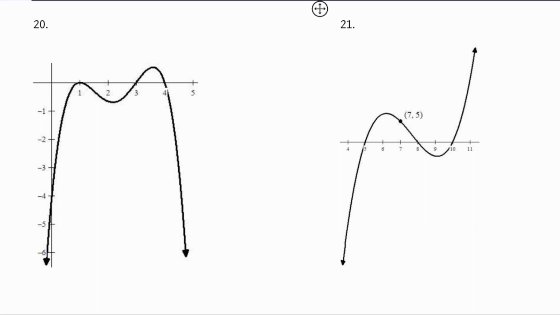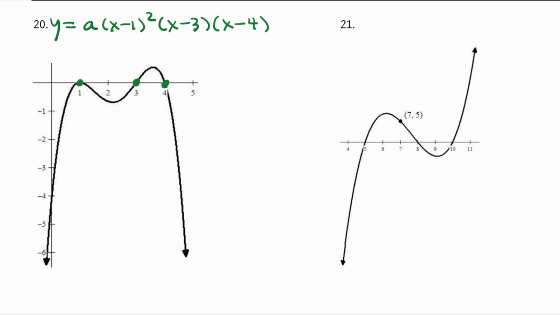All right, number 20, I'm seeing double root at x equals 1, so x minus 1 squared. Well, I guess I forgot the leading coefficient. Okay, some number times x minus 1 squared. The next root is x equals 3, so I'll put in the factor of x minus 3. And then another one over here at x equals 4.